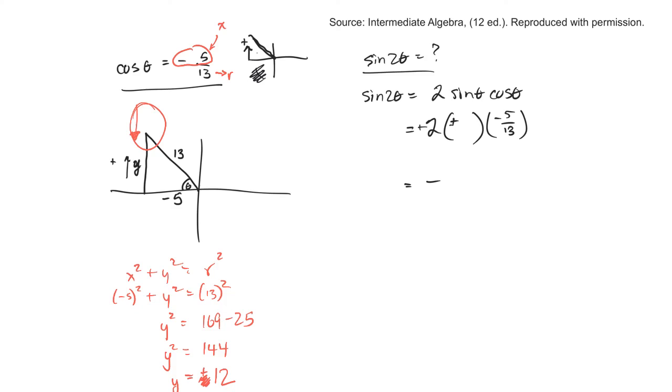So then the sine of theta is y over r. And we just figured y to be a positive 12. And the radius is always positive, and it's a 13. So that 12/13 is what goes right there. So 2 times 12 is 24, times 5 is negative 120 over 13 times 13, 169. Okay, hopefully that helps you determine why that sign must be a negative.